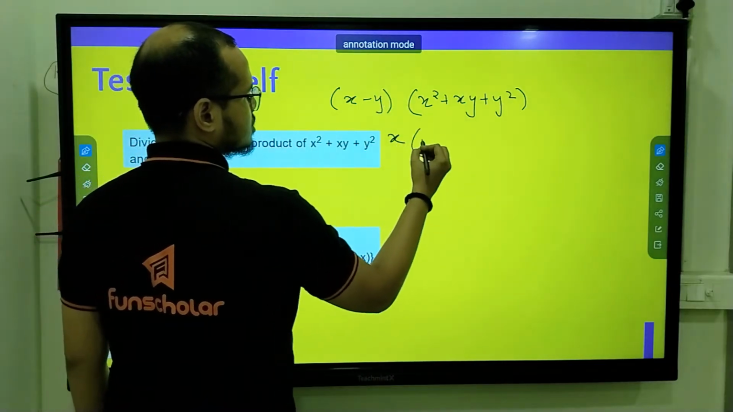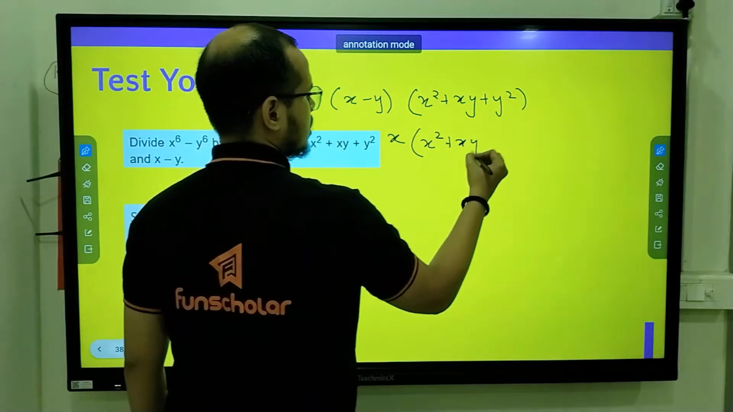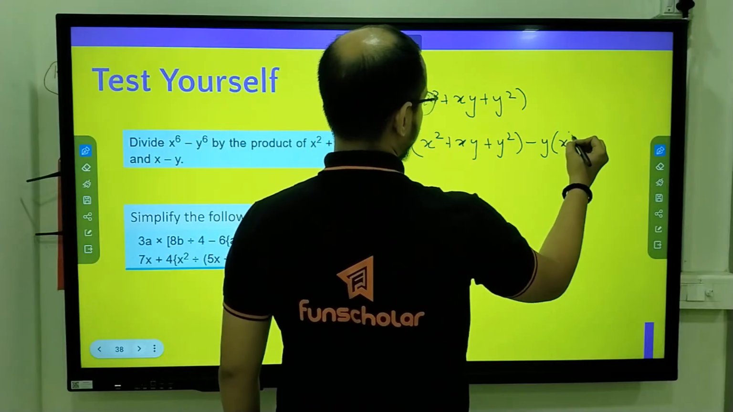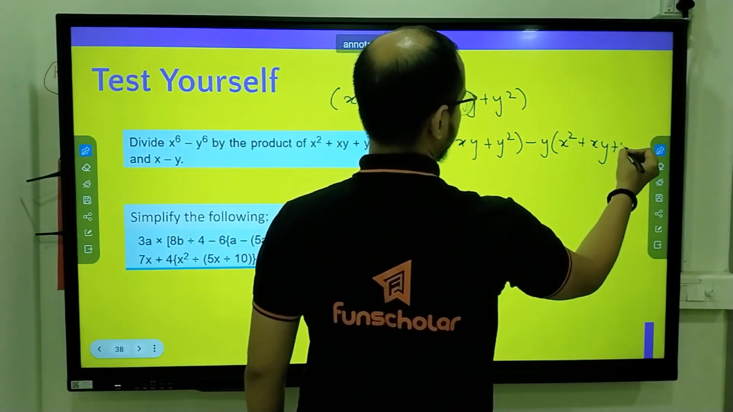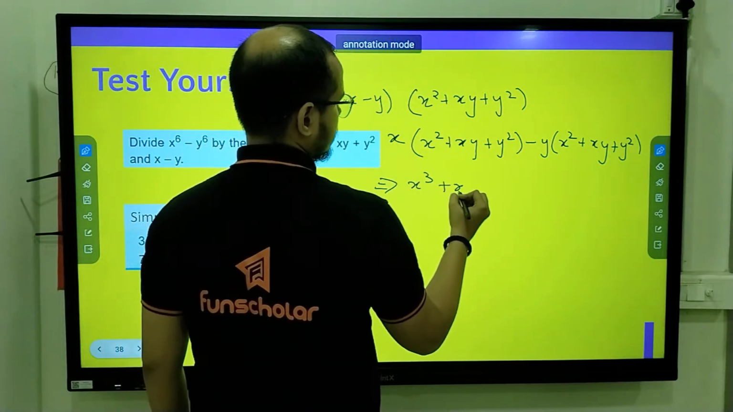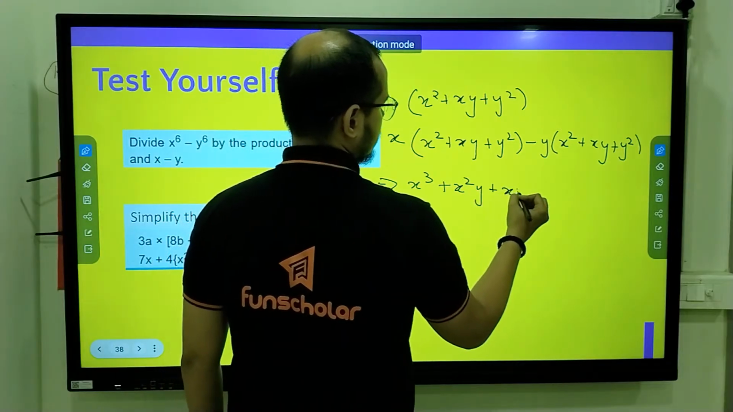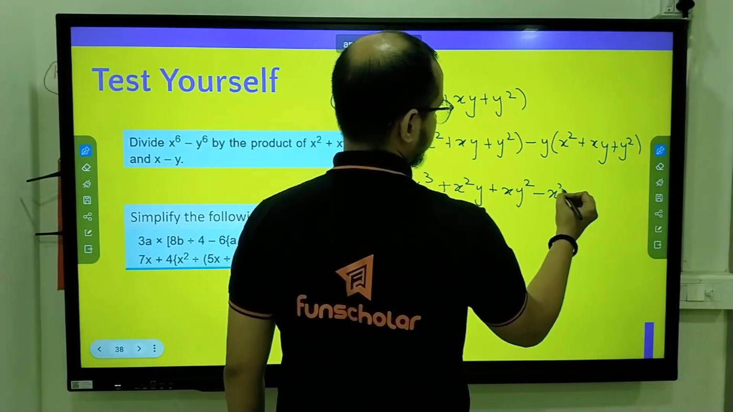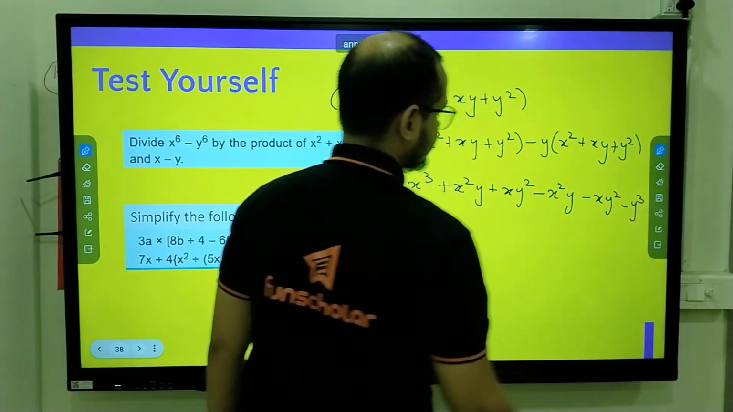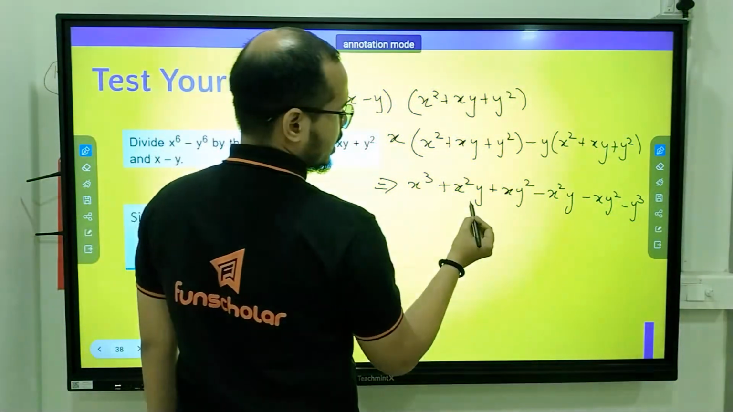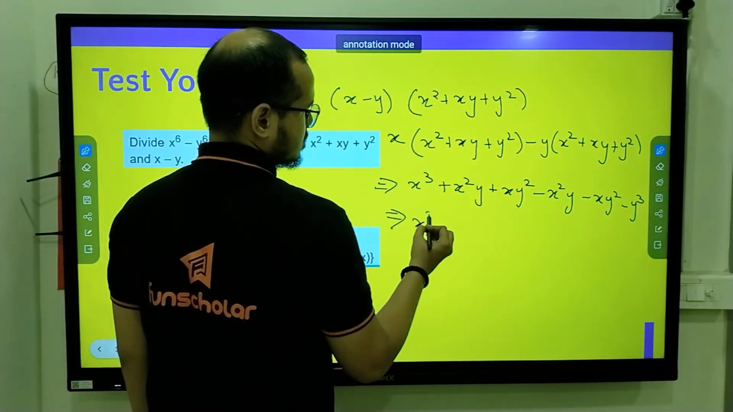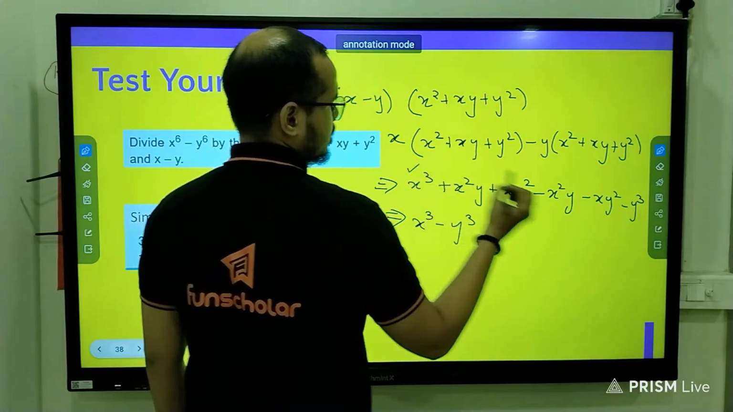Okay, so x into x square plus xy plus y square, minus y into x square plus xy plus y square. Okay, we are getting x cube plus x square y plus xy square minus x square y minus xy square minus y cube. Now let's see, x square y minus x square y cancel. Now let's first write this x cube minus y cube. We had written this and this.